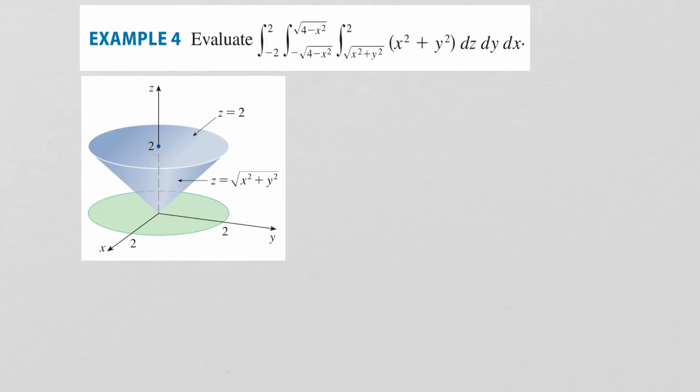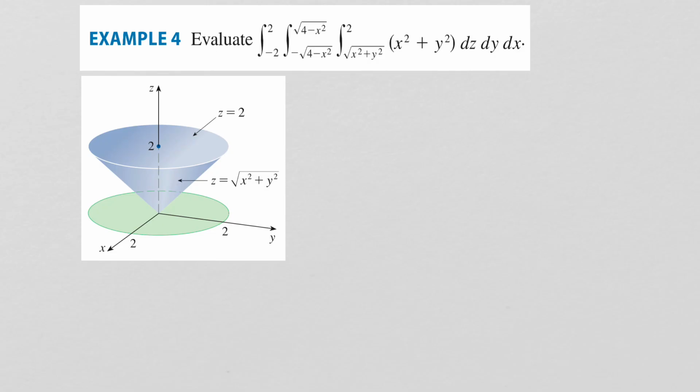And finally, let's go ahead and take a look at this integral. So we have the function x squared plus y squared being integrated over the region with respect to z here from the square root of x squared plus y squared up to 2, and then from here to here, and finally here to here. Now the region is this cone. We talked about that a little bit ago.